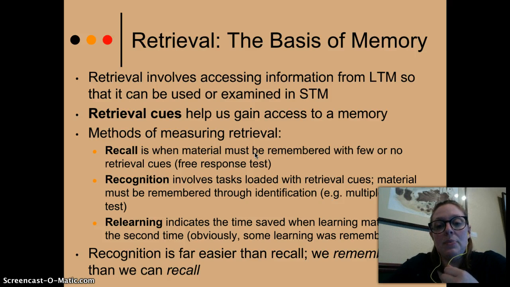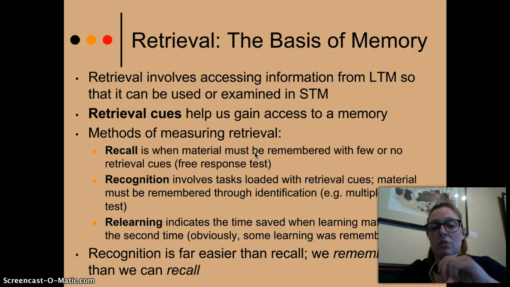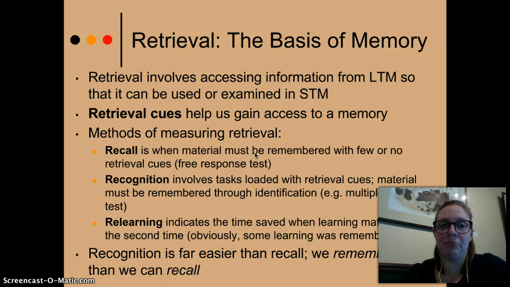Relearning indicates the time saved when learning material for the second time. So this is why we often review right before a test. It's not only to help you know what information is going to be on the test and jog your memory, but it's to see how much you have learned, how much you're going to need to relearn for that test. So obviously, recognition is far easier than recall. And also, we remember more than we can actually recall, unfortunately. We remember so much more information than we can actually recall. So it takes those retrieval cues, those things that we recognize, to pull that info out.